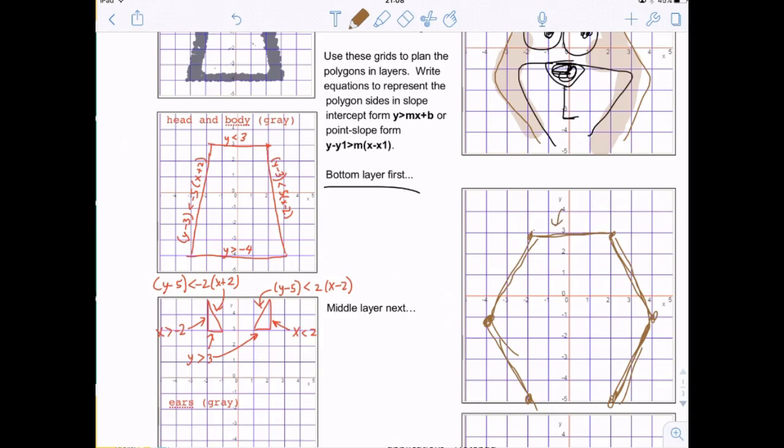It looks like it's going to be y is less than 3, right? So that's one of the lines. How do I know it's less than 3? Because I want to color in below the line, right?